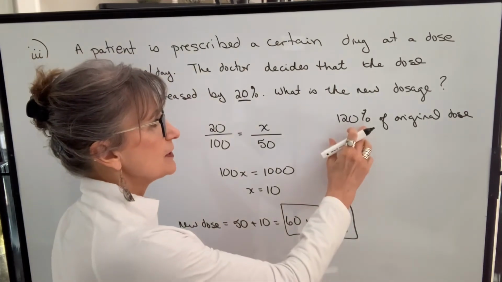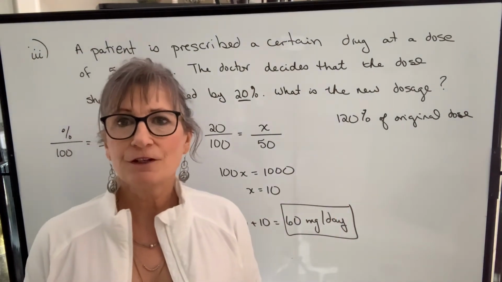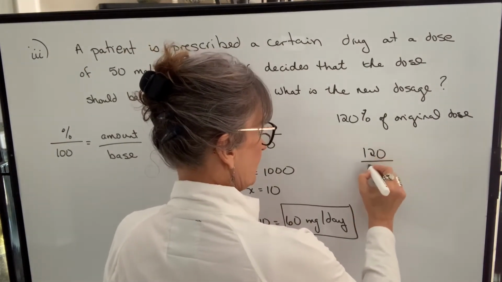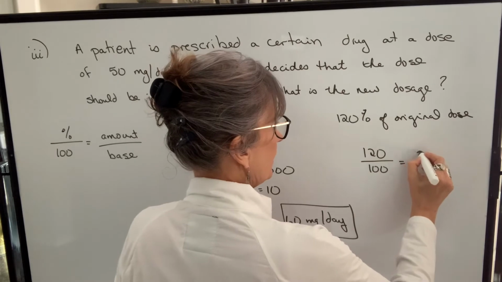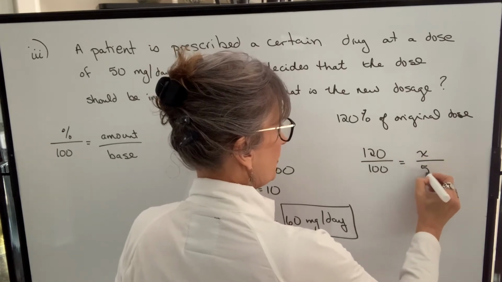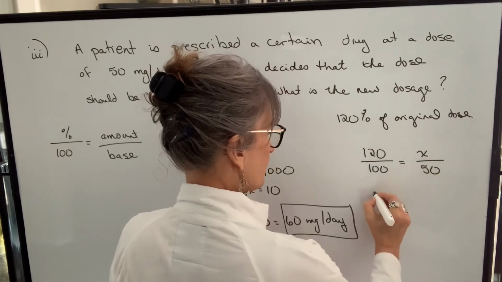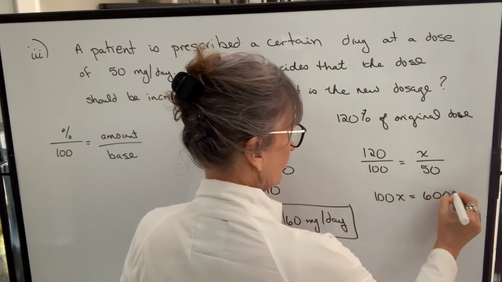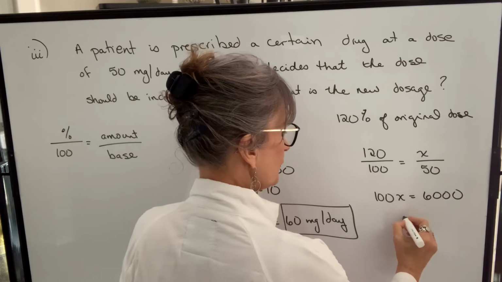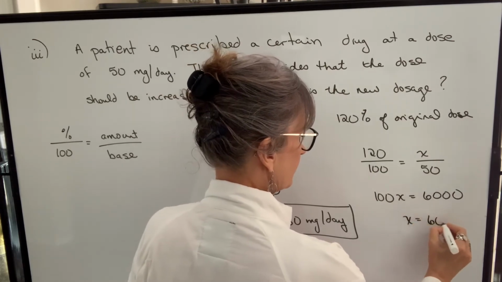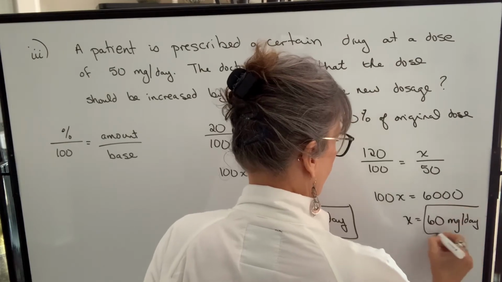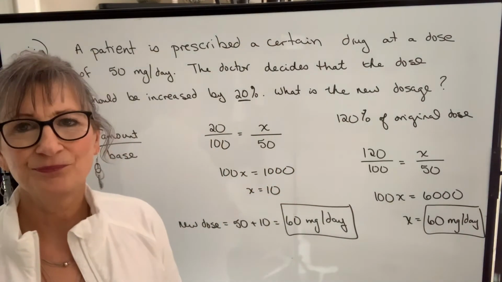So what we could do is find 120% of 50. In that case, 120 is our percent, that goes over 100. Our amount is x, our base is 50. Again, we cross multiply. Divide both sides by 100. And that gives our answer as well.